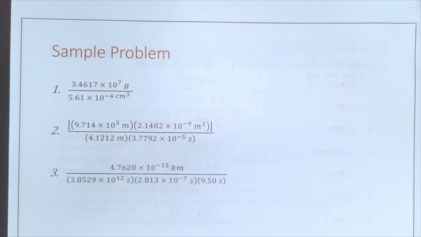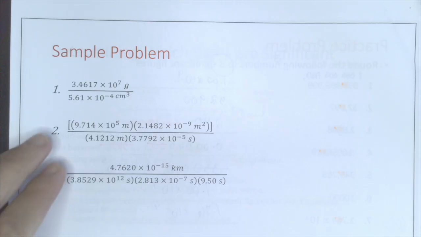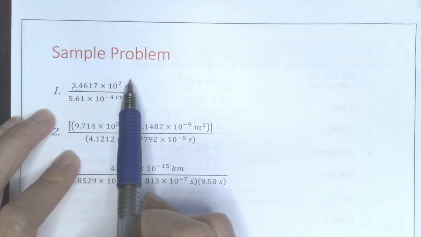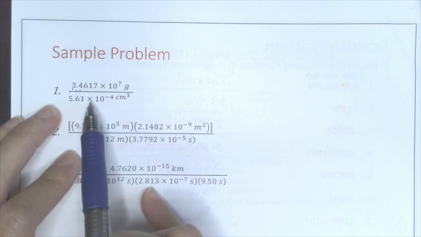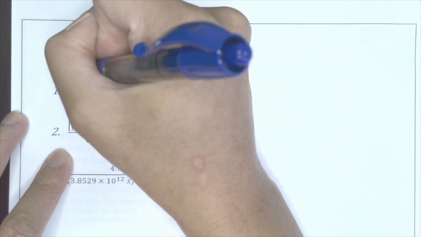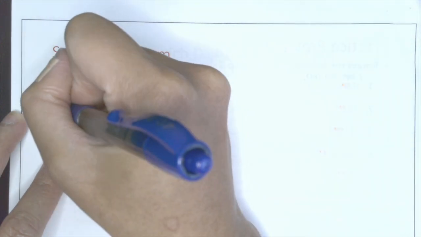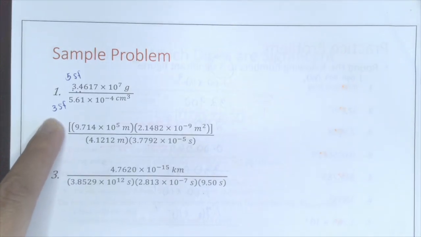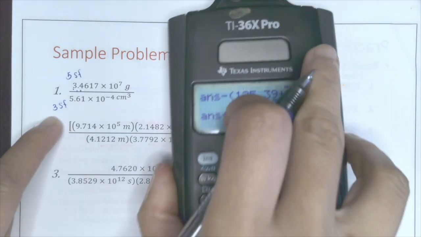When we are multiplying and dividing, we are looking for rounding it to the least amount of significant figures. So that's the first thing we're going to do, starting with sample 1. Okay, we have 3.4617 times 10 to the 7th divided by this value, and this one has 1, 2, 3, 4, 5, so this has 5 significant figures. It has 1, 2, 3. So because we're looking for the least amount, our final answer needs to be rounded to 3 significant figures.